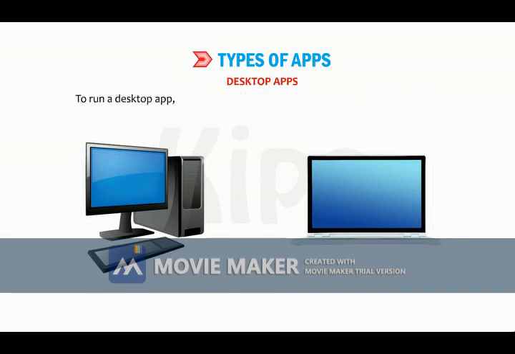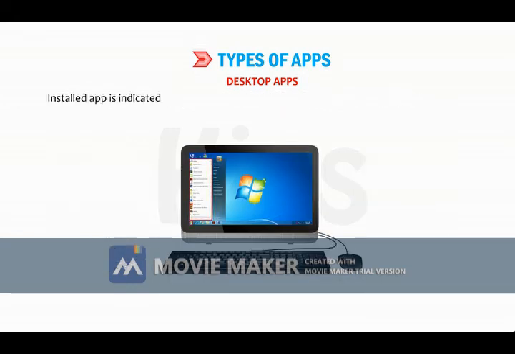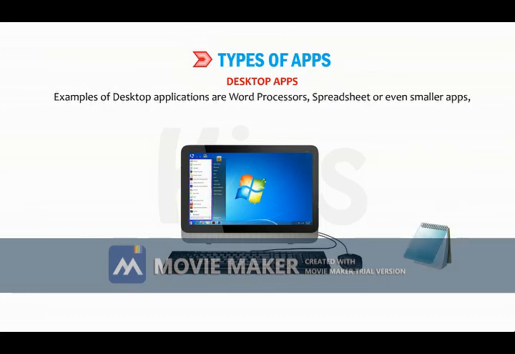To run a desktop app, it must be first installed on the desktop or a laptop. An installed app is represented by an icon on the computer screen or as an item on the start menu. Examples of desktop applications are word processors, spreadsheets or even smaller apps like Paint or Notepad.